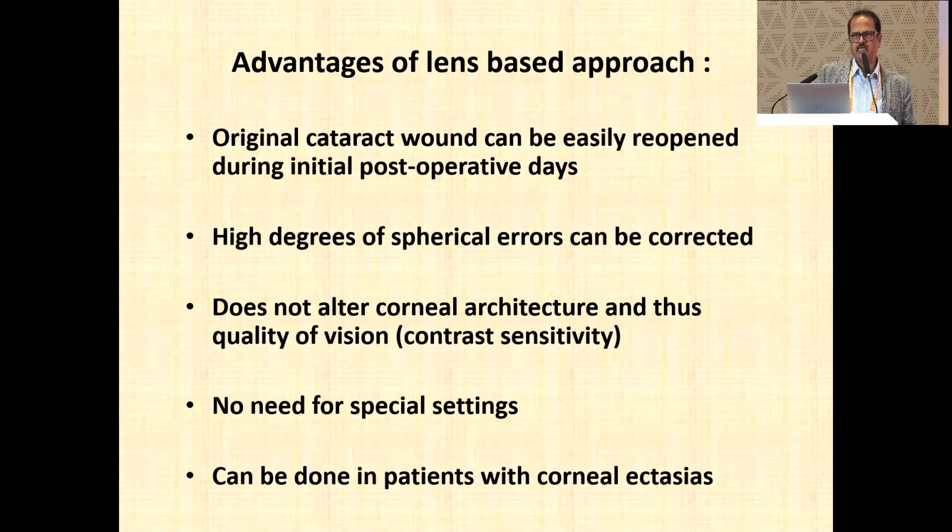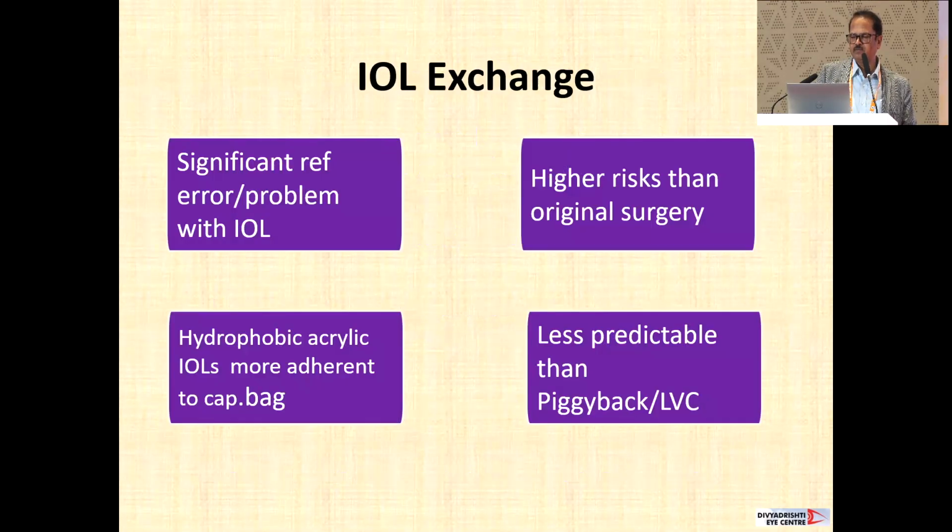So the advantages of the lens-based approach are that the original corneal wound can be opened and you can go through that, and there is a high degree of spherical aberration which cannot be corrected by the LASIK procedure. You can do it with the lens exchange, and it does not alter the corneal architecture like in the LASIK. At the same time, there is no need of special settings. So one can very well do that.